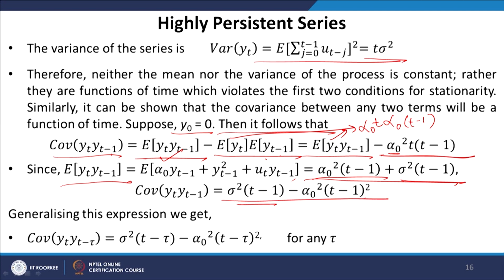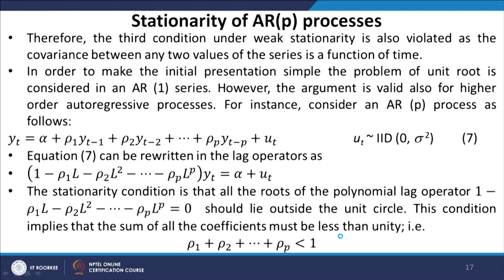So, generalizing this expression, we get the covariance between yt and yt minus tau as sigma square into t minus tau. Here the distance was 1, so I had t minus 1. If the distance is tau, then I have sigma square into t minus tau, minus alpha naught square into t minus tau whole square, for any tau. And this shows that the covariance is a function of time as well as the distance between the two time periods considered. Therefore, the third condition under weak stationarity is also violated, as the covariance between any two values of the series is a function of time.